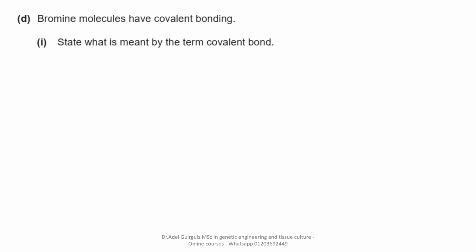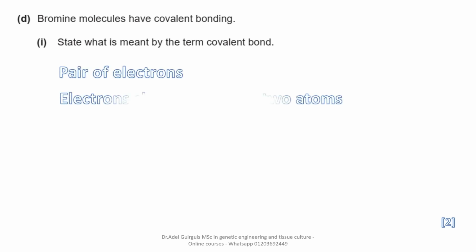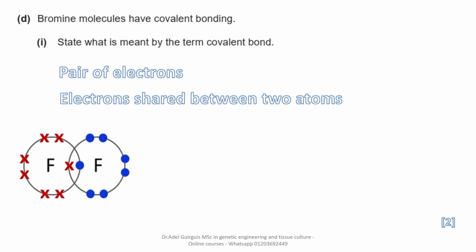Letter D. Bromine molecules have covalent bonding. State what is meant by the term covalent bond. A covalent bond means a pair of electrons shared and revolving around the nuclei of 2 atoms. So, a pair of electrons shared between 2 atoms, like for fluorine F2. Here each atom of fluorine shares 1 electron. Both electrons revolve at the same time with high speed around the nuclei of both atoms.